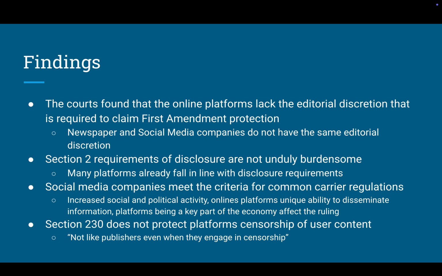The court stated that, quote, "even if editorial discretion is a protected right, the platforms fail to exercise it because they disclaim the legal responsibility for content that traditionally adheres to editorial discretion, and they fail to perform the pre-publication selection and presentation that editorial discretion entails," end quote.